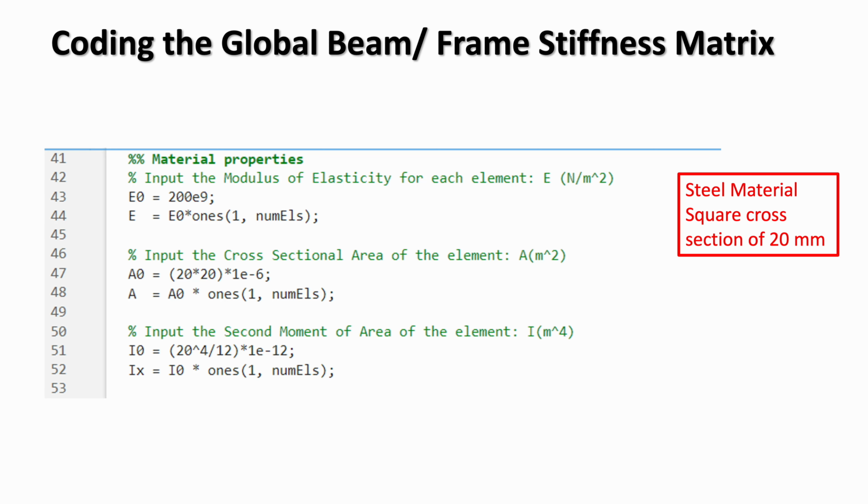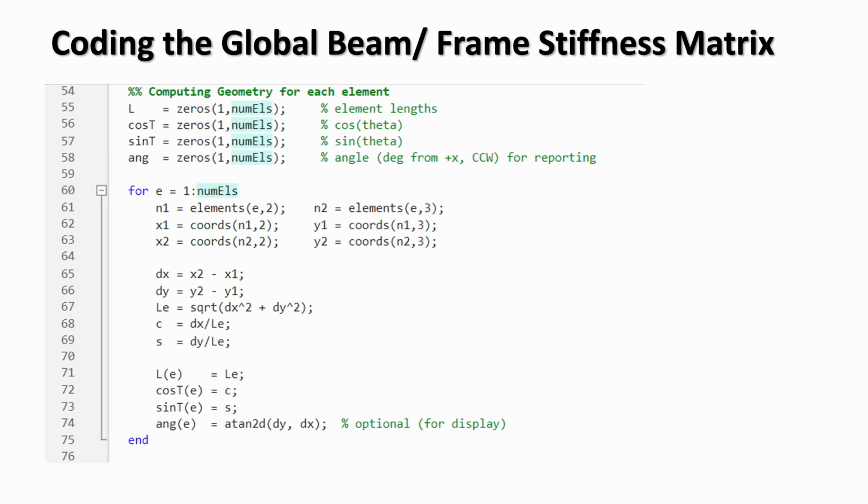And finally, we calculate the second moment of area I, which controls the bending stiffness of each member. For a square of side 20 millimeters, the formula is h to the power of 4 divided by 12, or in our case, 20 to the power of 4 divided by 12. The 1e-12 converts from millimeters to the power of 4 into meters to the power of 4. The array Ix stores the value for each element, again assuming identical members. So at this stage, the program knows the material stiffness, the cross-sectional area, and the bending stiffness for every member in the frame. Now that we know the coordinates and connectivity of the structure, we can compute the geometry of each element.